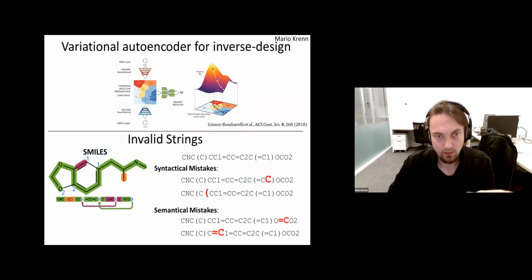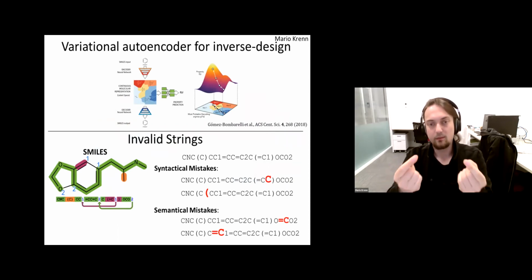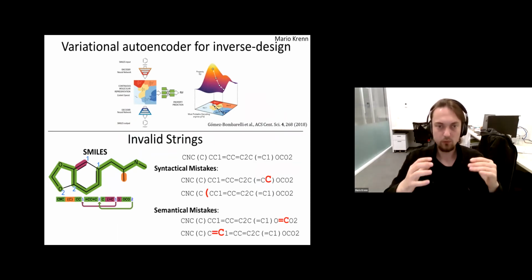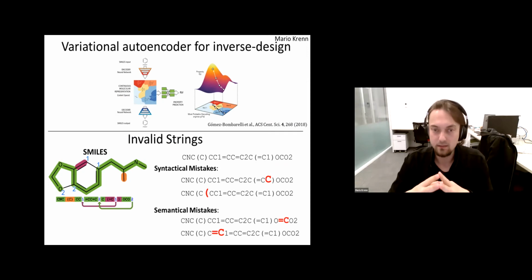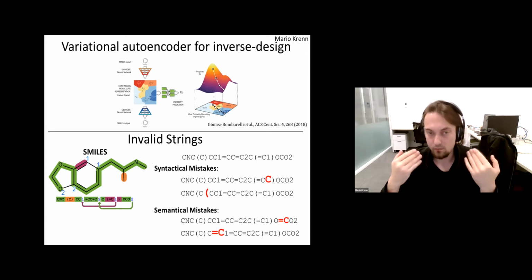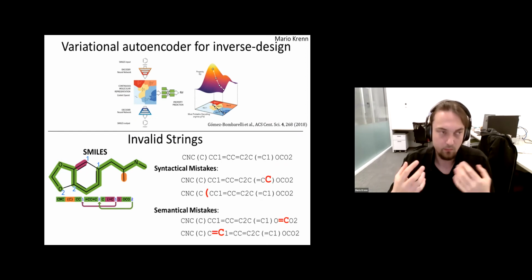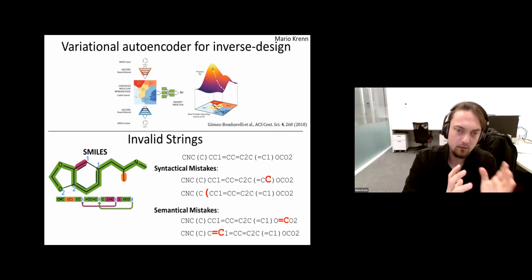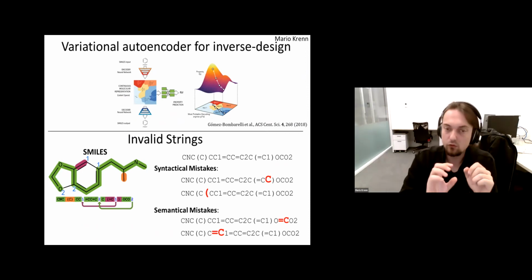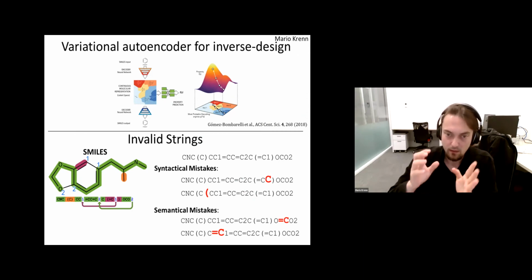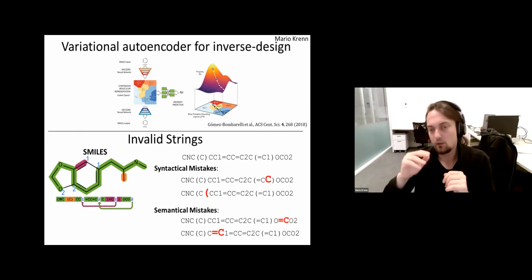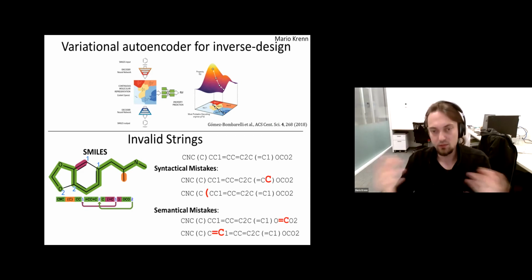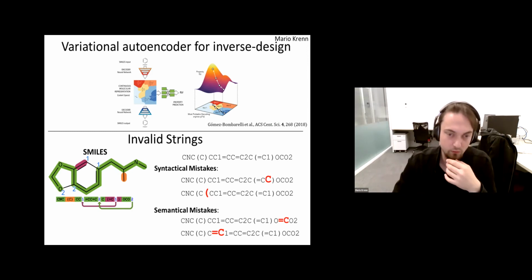Now there are a number of problems, and one of the problems is that the SMILES output can in many cases be invalid. That means it does not correspond to some meaningful molecule. And that can be because of two reasons. One reason could be that there are syntactic mistakes. For instance, imagine you have a bracket and that bracket is not closed. That doesn't describe a meaningful molecule.